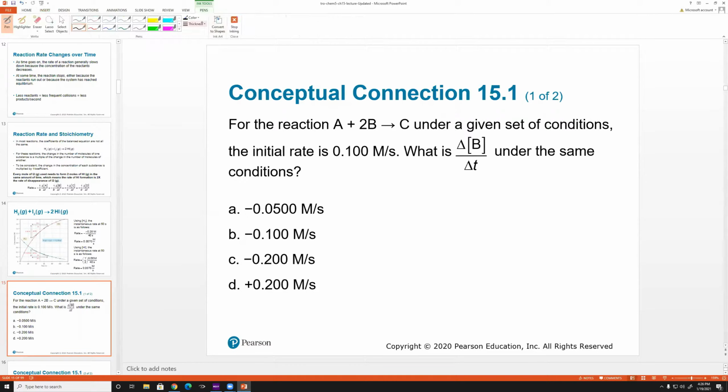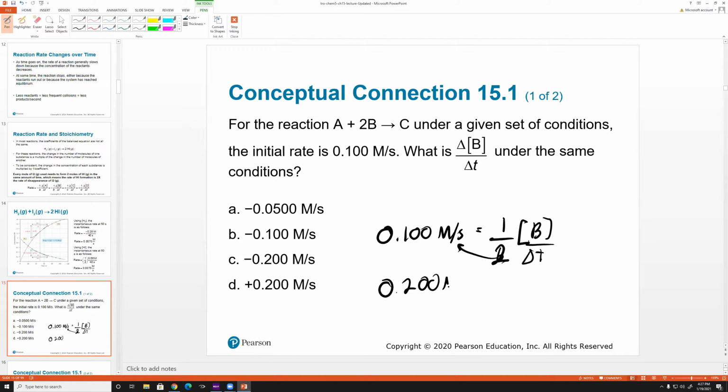And let's write this down. Let's write down what we know based on the equation we just saw: the initial rate of reaction is 0.1 molar per second. And this can be equal to 1 over the coefficient of B, we'll call it little b, times the concentration of B over the change in time. But we already know the coefficient, so we can just figure out what is the delta B over delta T. So the coefficient of B is 2. So put a 2 there, multiply 2 by both sides, we get 0.200 molar per second is the change in concentration of B over time. Now it has to be negative because B is a reactant. So the answer is C.